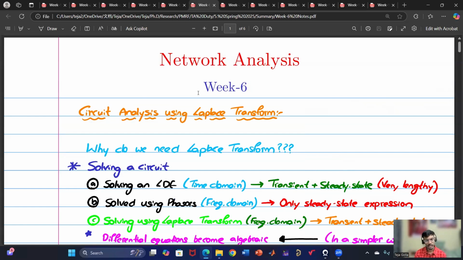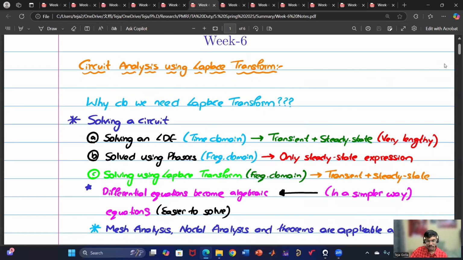So the question is, why do we need Laplace transform? We have discussed that if we are solving using LDE, in the time domain, then it is very complex, but you will get transient as well as steady state terms. If you are using phasors, which is frequency domain, then you will get only steady state expression, although it becomes easy. So this is lengthy but has both the information; this has only steady state information, but it is easy. So I want to take the advantage of both of these. I want the entire solution, but I want an easier approach.